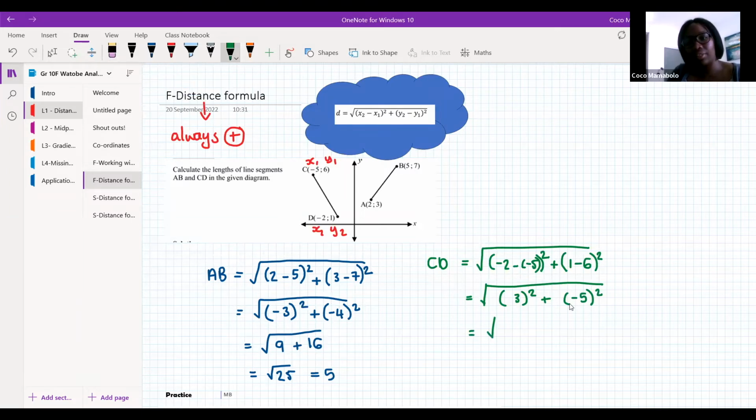3 squared is going to give us 9, plus the 5 squared, or -5 squared, will give us 25. I think you're off by just a little bit. This is going to give us the square root of 24. Now, the square root of 24.